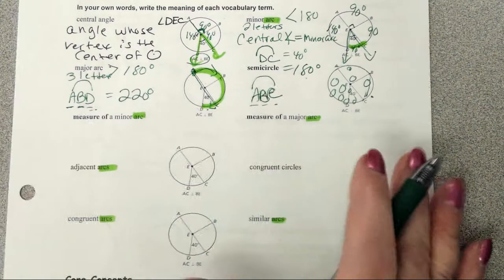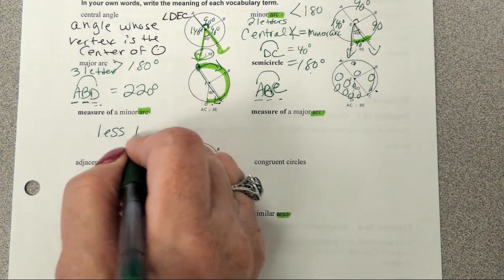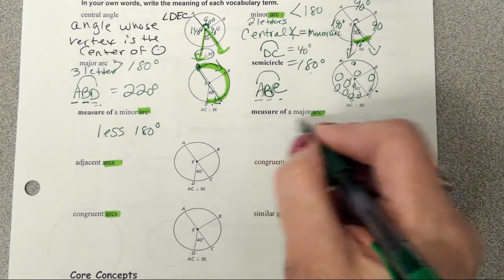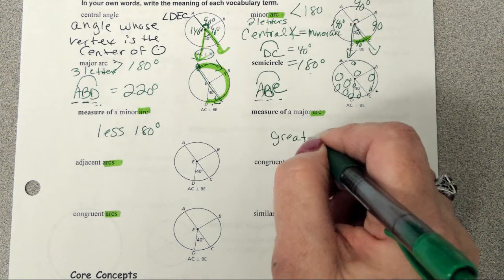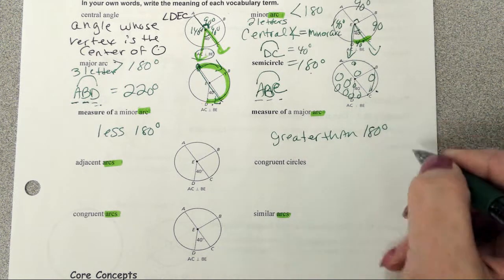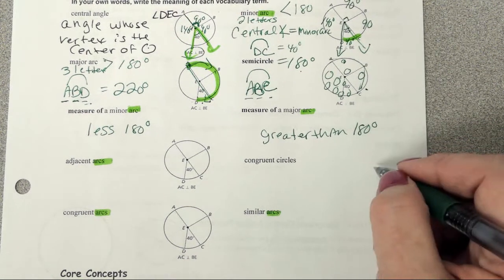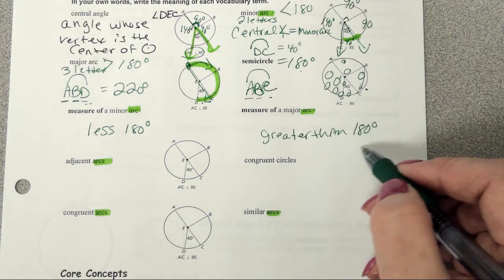Okay, so we said measure of minor arc is less than 180 degrees. Measure of major arc is greater than 180 degrees. And the arc, again, still equals the central angle, although we're not going to have central angles greater than 180 degrees.